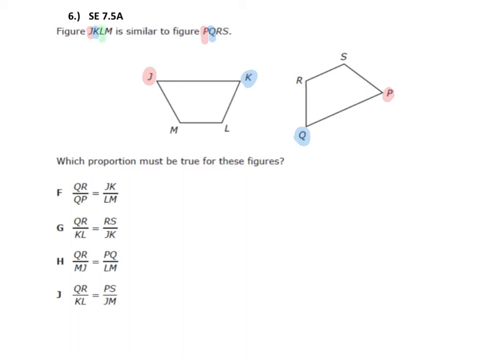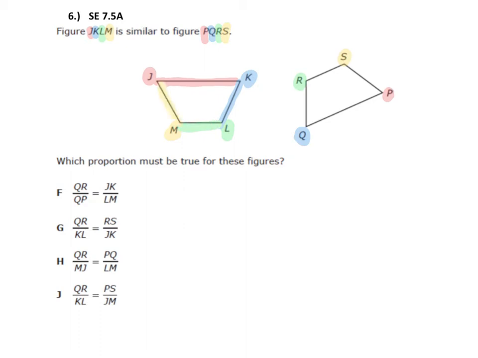We get L and R. We get M and S. So now we need to color code the sides. We're going to go J to K, K to L, L to M, and M to J.